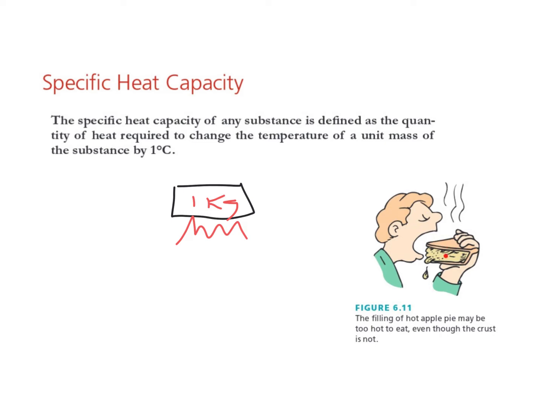Now you take it out of the oven and you let it cool down. Initially they're both at the same temperature, but the crust is going to cool off much faster because its specific heat capacity is much lower. It doesn't have to give off a lot of heat in order to cool down. But because the filling has absorbed so much heat to get to that high temperature, it has to give off a lot of heat in order to cool down, and that takes longer. So that's why you can burn your mouth on the filling when the crust is perfectly edible.